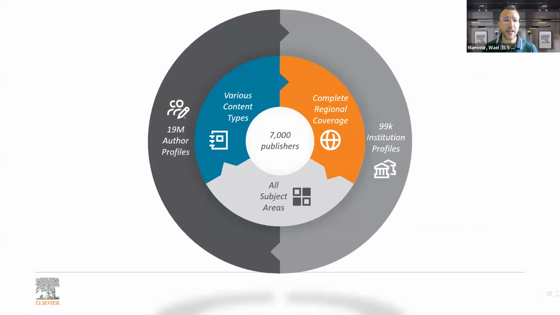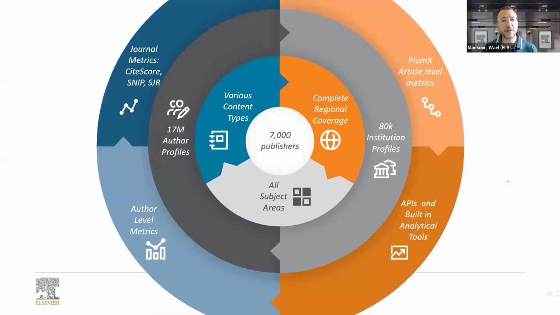The second layer is the author profiles. We have 19 million author profiles, which are created automatically in Scopus once the researcher publishes an article in an indexed journal. With the first article, Scopus automatically creates the author profile. With the second article, an algorithm matches the different matching points from the article and the affiliation, and then adds this article to the author profile and the affiliation, for example King Saud University. And we have 99,000 institution profiles in Scopus.